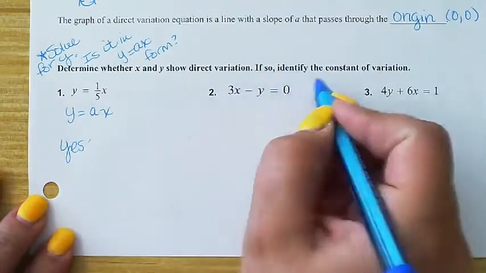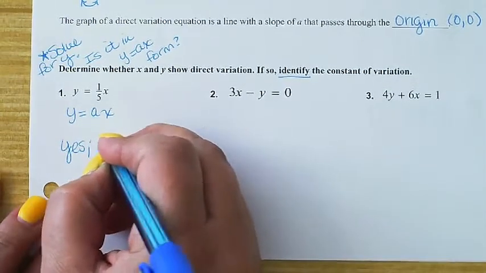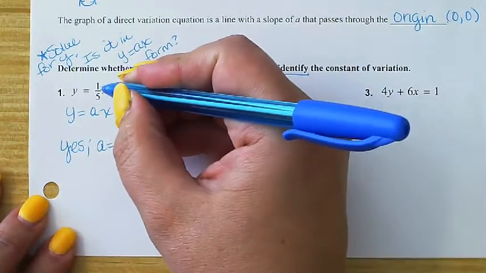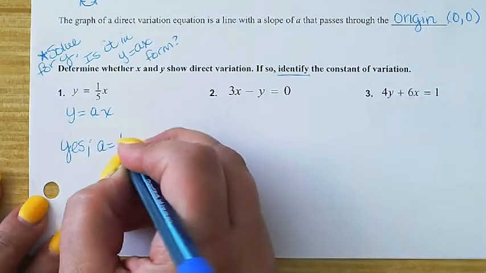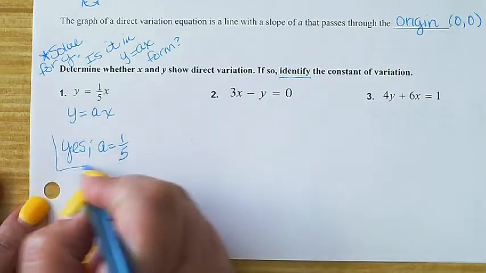Yes, it is. When that y is by itself, this does have that direct variation equation form. And then if so, it says identify the constant. So the answer is yes, and then we could identify the constant of variation in this case as that coefficient in front of x, which happens to be that 1/5. Okay, so this one would be yes, it is.